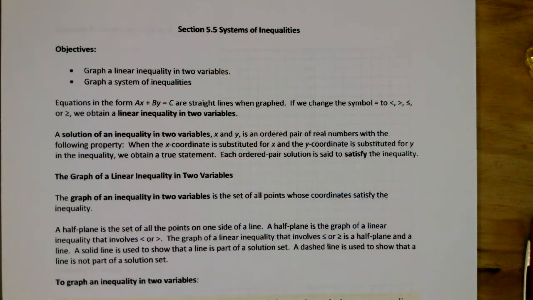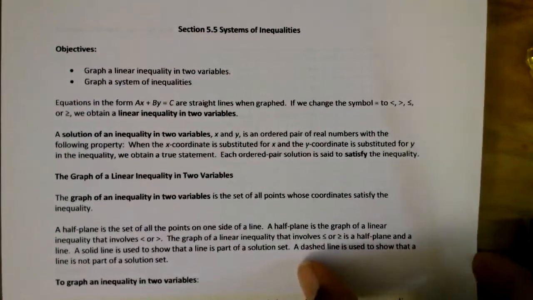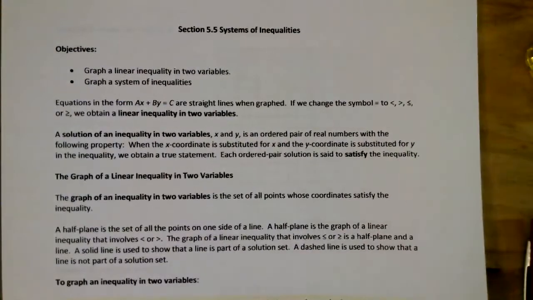A solution of an inequality in two variables, x and y, is an ordered pair of real numbers with the following property. When the x coordinate is substituted for x and the y coordinate is substituted for y in the inequality, we obtain a true statement. Each ordered pair solution is said to satisfy the inequality. Now let's look at how to graph a linear inequality in two variables.